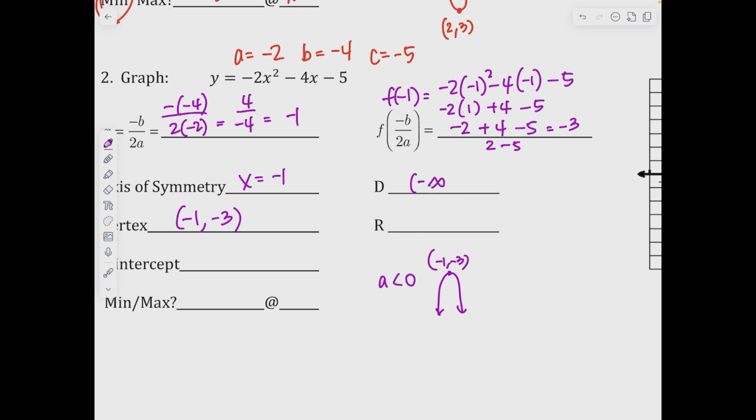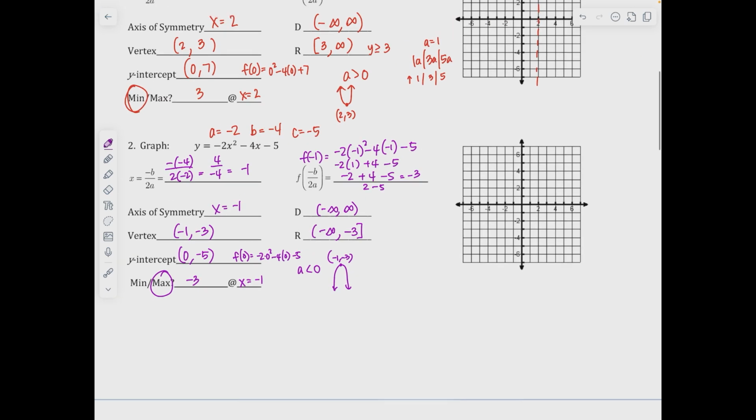So my domain is all real numbers. This is going to be a maximum value. So my maximum is negative 3 at x equals negative 1. My range, because it is a maximum, that is the largest value I can hit. The smallest will be negative infinity. The y-intercept, f of 0, is going to be negative 2 times 0 squared minus 4 times 0 minus 5. So in this case, you're just left with negative 5.